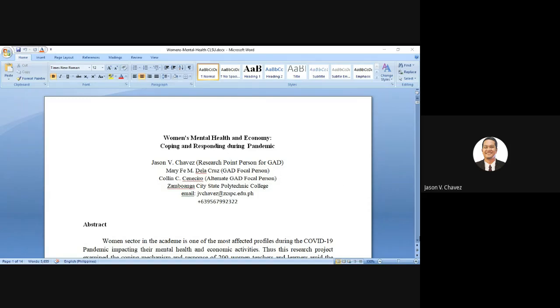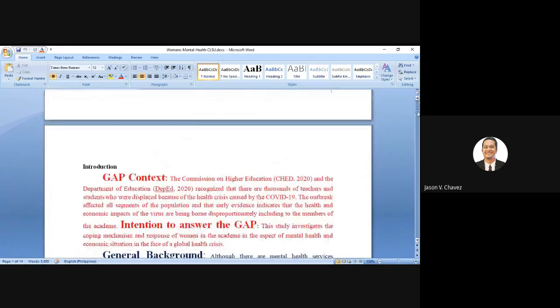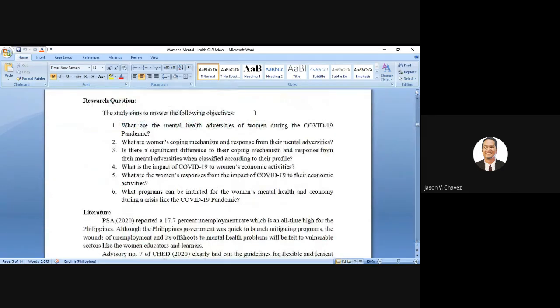So let's go. Based on the research questions or statements of the problem, the following are the statements. The first one is, what are the mental health adversities of women during the pandemic? What are the women's coping mechanisms and responses to their mental health adversities? Number three, is there a significant difference in their coping mechanism and response? If you notice, they separated the variables. Mental health is separated from the economic aspect of the research. For mental health, they are leading towards discussing mental health adversities as well as the coping mechanism and response. Of course, these are coming from the respondents.